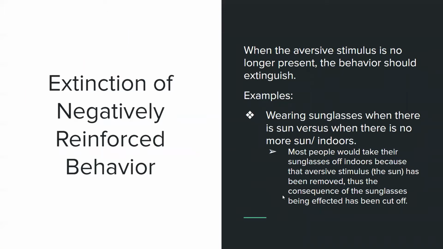And here we have the extinction of a negatively reinforced behavior. This is for behaviors where the aversive stimulus is no longer present. So an example would be wearing sunglasses when there is no sun, so maybe indoors or at nighttime. Because the aversive stimulus, which is the sun in this case, is removed, the consequence of using the sunglasses to block the sun is cut off. So you are less likely to wear your sunglasses when the sun is not out.